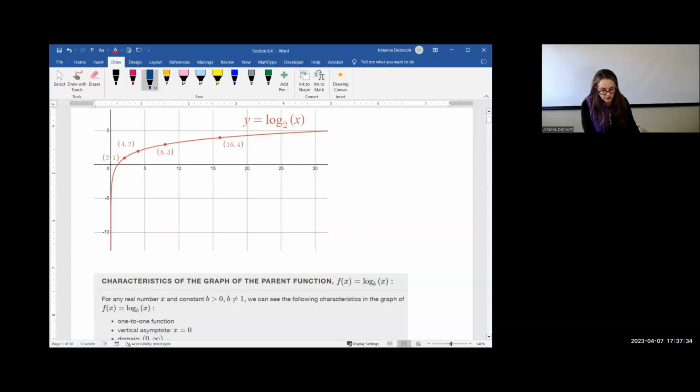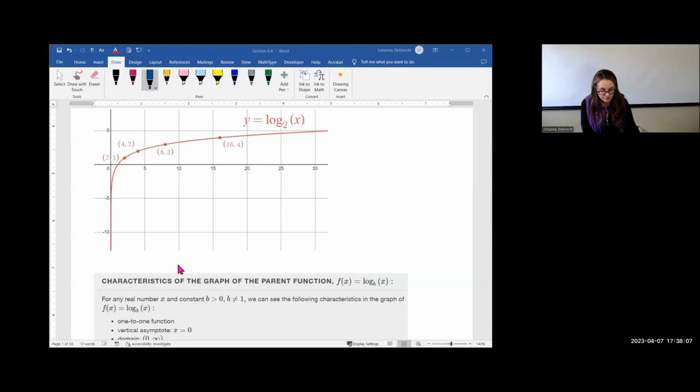Both functions are one-to-one functions, which means that when you look at the graph, they both pass the vertical line test that makes them a function, but they also pass the horizontal line test. So when you draw horizontal lines coming down the graph and you never intersect it more than one time, you might miss it totally, but you don't hit it more than once, then you know that it's a one-to-one function. That means every x has exactly one y value, and every y that gets used has exactly one x that it comes from.